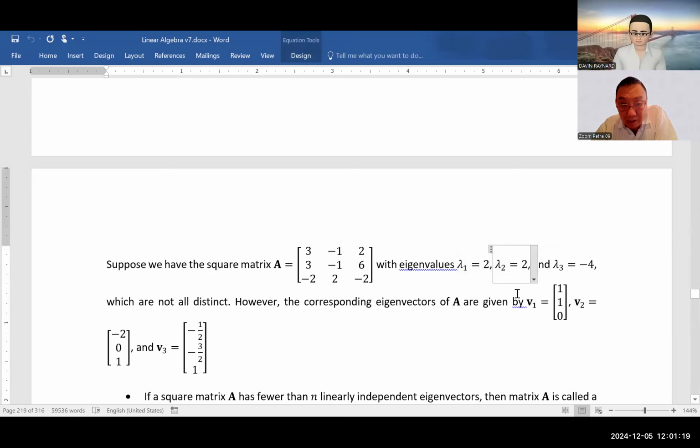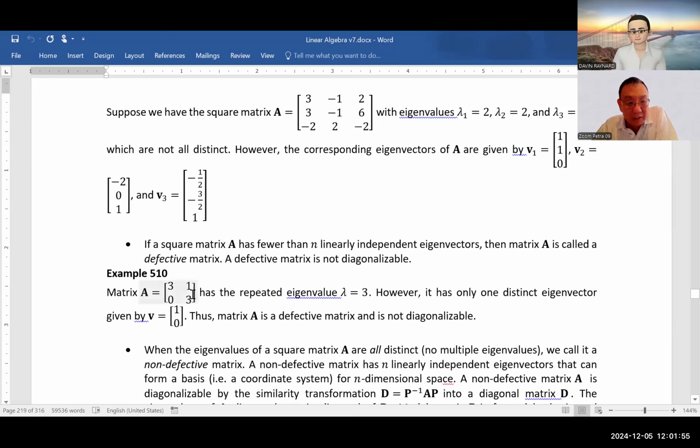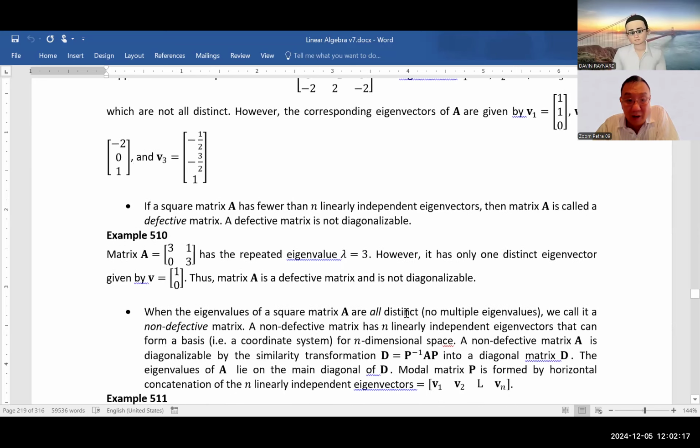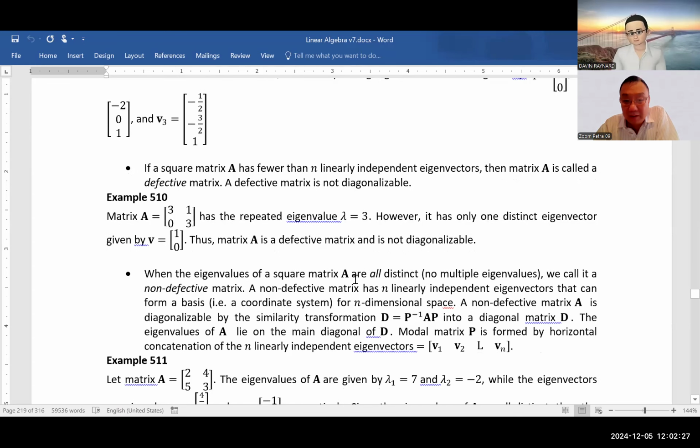This is an example of a matrix that is not diagonalizable. Why? Because this one has a repeated eigenvalue of 3 and 3, so they are not distinct. In this case, the eigenvector is 1 and 0. Again, this is an example that the matrix A is not diagonalizable, so you cannot make a diagonal matrix with this. When the eigenvalues are not repeated, then it is diagonalizable. Is this clear or not?